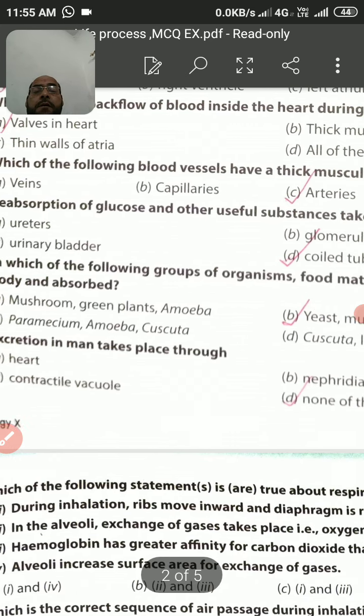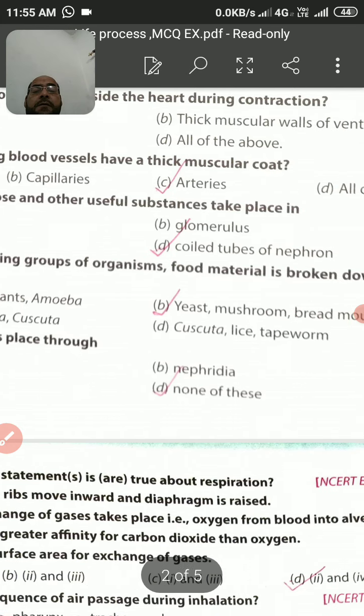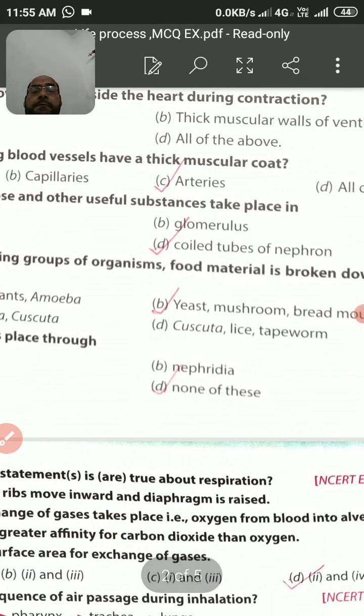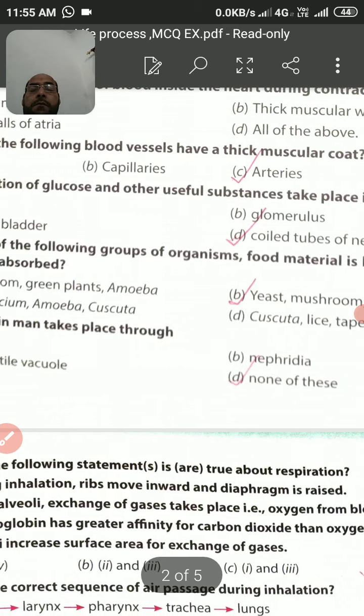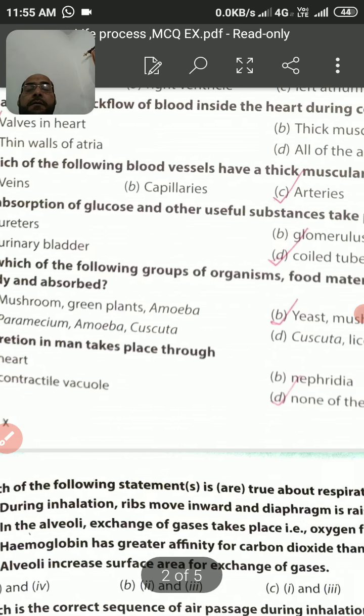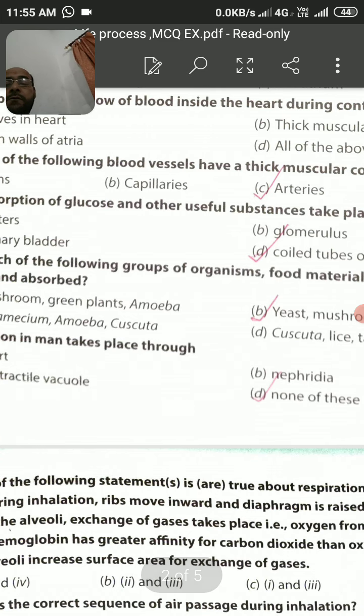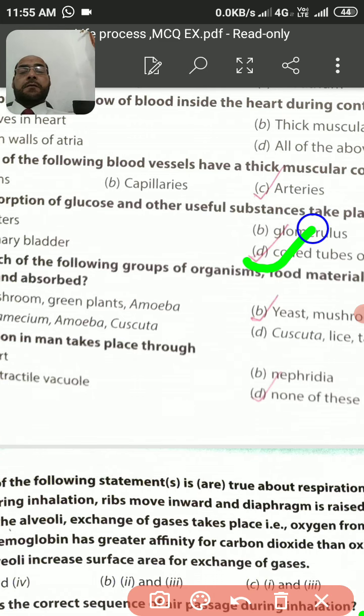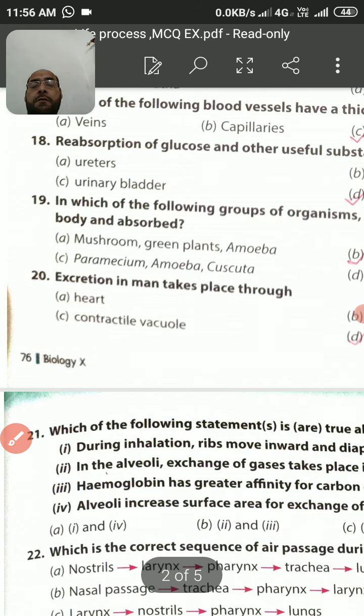Reabsorption of glucose and other useful substances takes place in the coiled tube of the nephron. So the answer will be the coiled tube of the nephron. These are the kidney tubules or nephric tubules. So these are called the coiled tubule of the nephron.